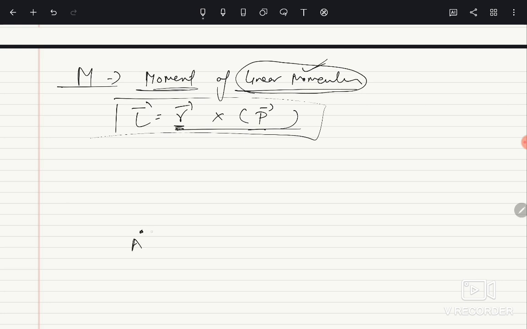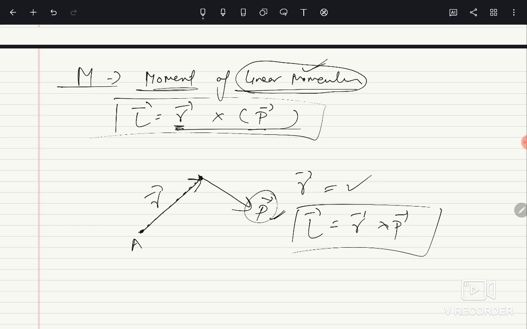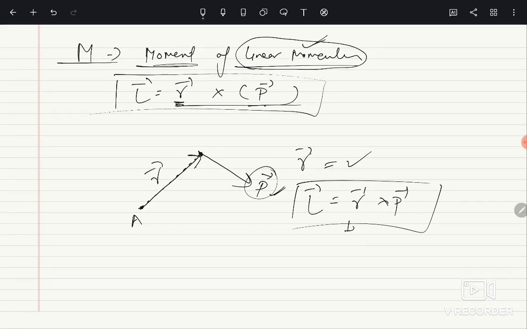Suppose this is a point of observation A, and about this point of observation, at a certain distance, a particle is moving with a certain velocity v and having the momentum p. We draw the position vector from point A to the place of the particle and give it the name r vector, and this is the linear momentum. Hence we can calculate the angular momentum as r cross p. To get the direction of angular momentum, we mathematically get the result in the form of i, j or k cap. This gives us the sense of the direction of angular momentum.